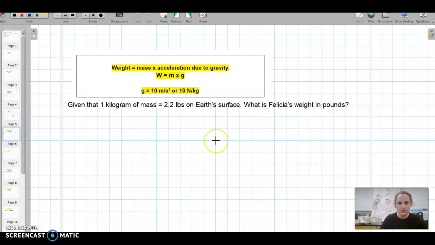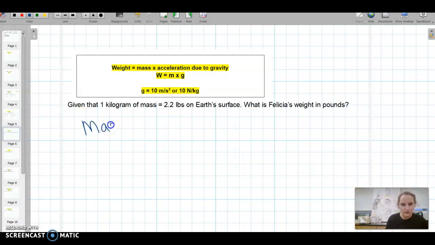Awesome. Let's go to the next one. So this one, we are given a conversion. We are given a different step process in order to solve for pounds in this case. So we're no longer solving for weight in newtons, we're solving it in pounds. Given that 1 kilogram of mass is equal to 2.2 pounds on Earth's surface, what is Felicia's weight in pounds? So working back from our last problem, we know that Felicia's mass was what?